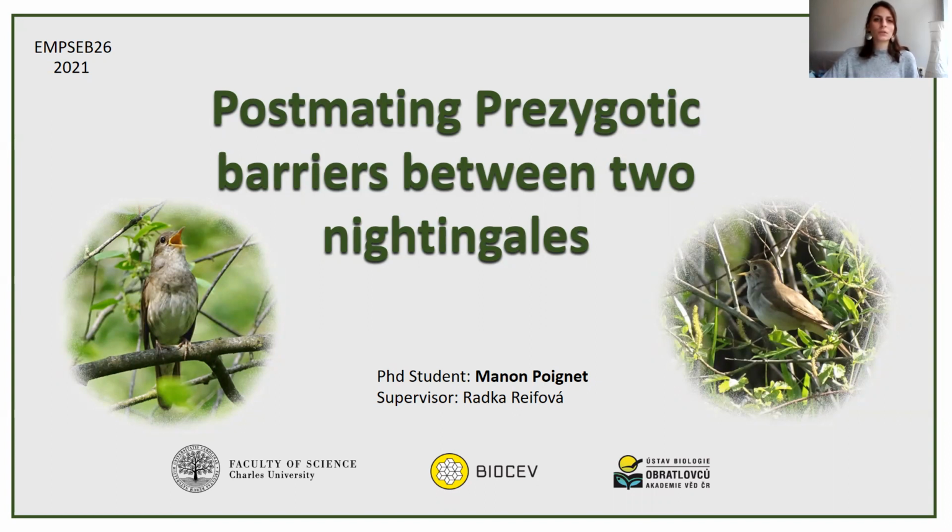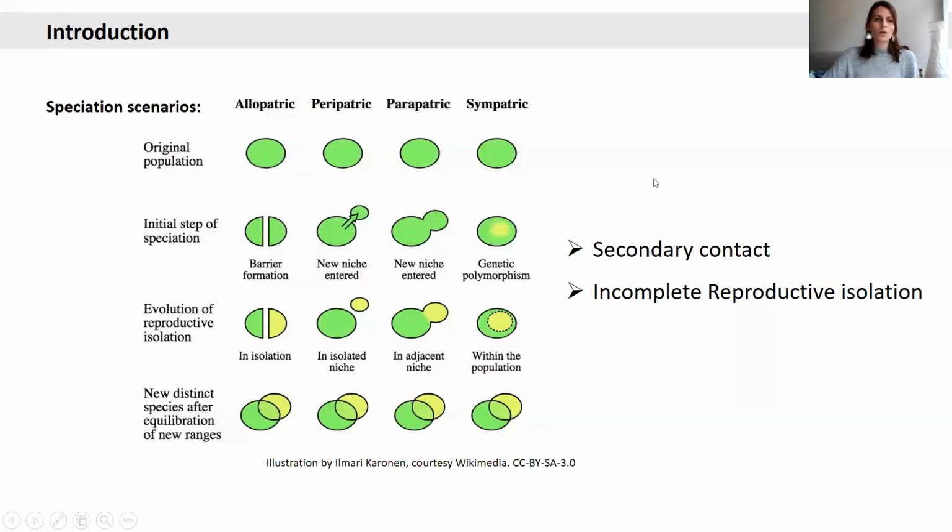And today I will talk about some speciation process and more specifically about post-mating prezygotic barriers in nightingale species. First of all, we know that one of the main goals in evolutionary studies is to understand how new species arise. And we know that different types of speciation scenario can occur, where a population of one species will be split and these two populations will diverge to create two new species.